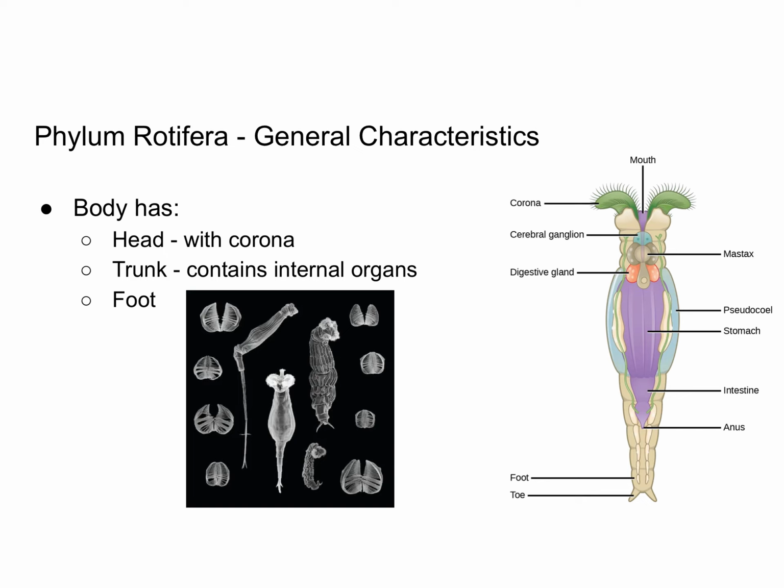The general body plan of rotifers include a head with that corona. So you can see the corona on this kind of drawing here. You can also see it on these pictures of real rotifers here. They have a trunk that includes some internal organs, and then a foot with those toes kind of branching off of them.